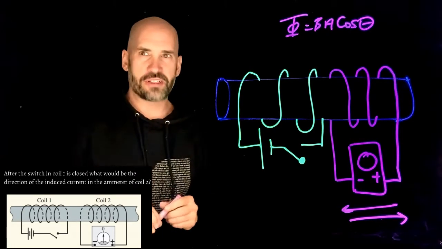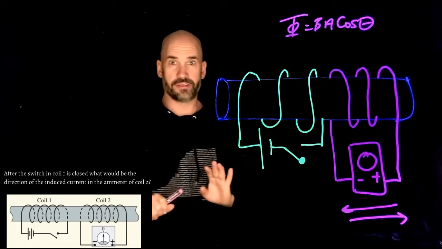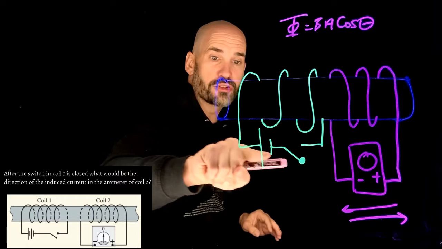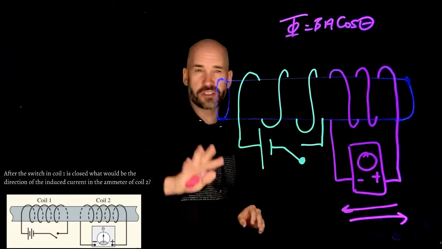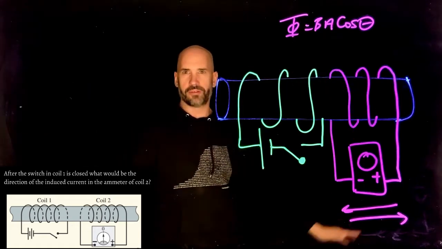All right, so the first question to ask is, right now, there's no magnetic flux, right? The switch isn't even closed. There's no current moving here. No magnetic fields are being made. No fluxes, right? It's a beautiful, simple world, okay?